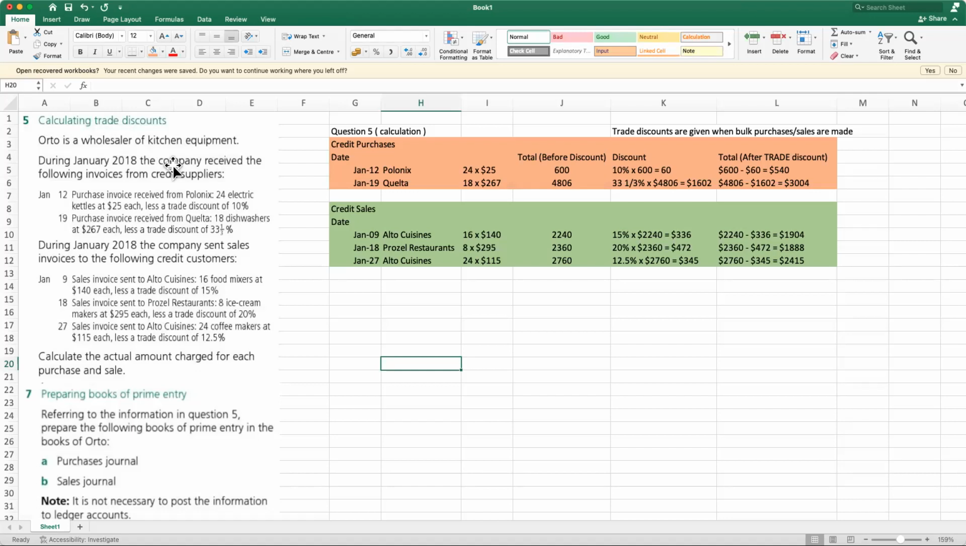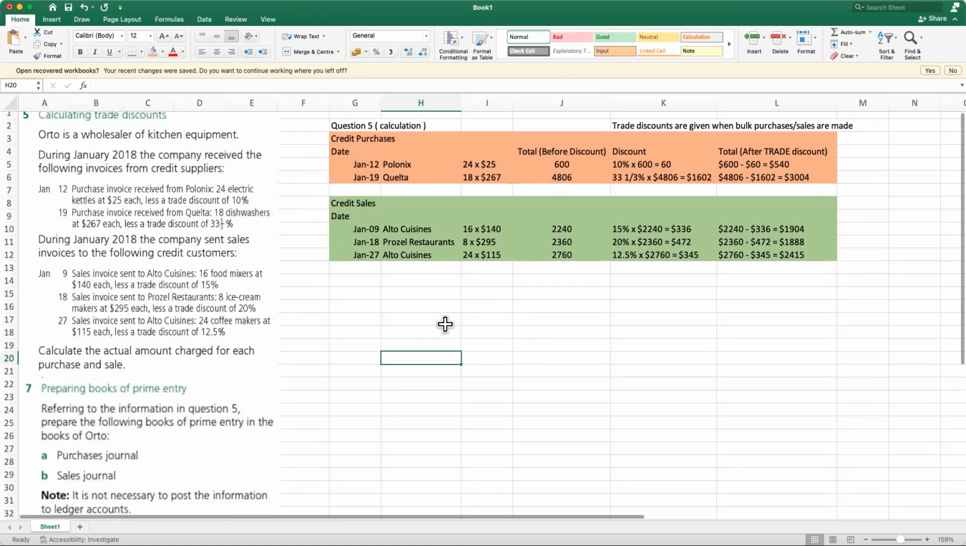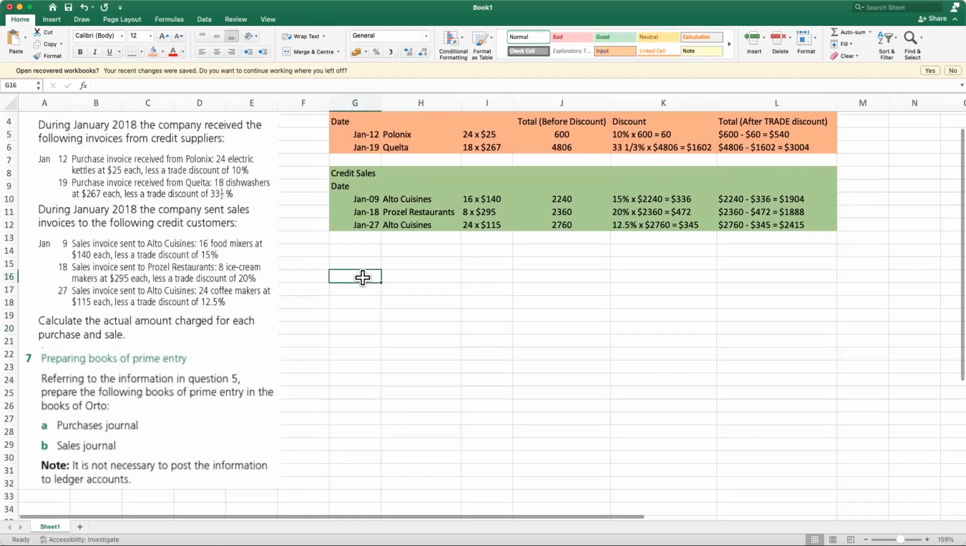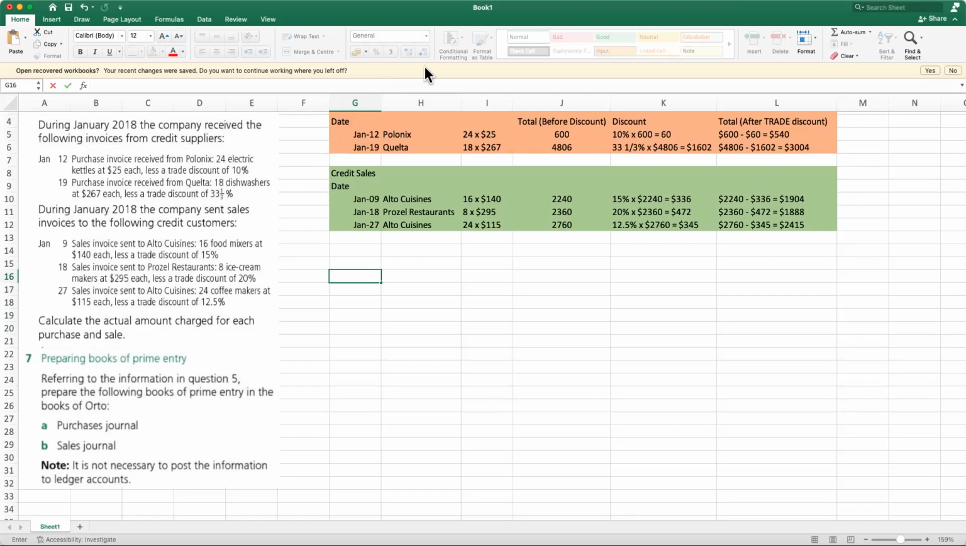Ortho is a wholesaler of kitchen equipment. This is what he purchased and this is what he sold, because these are sales invoices to credit customers. These are invoices from credit suppliers. So now we need to prepare this information inside our purchases journal and inside our sales journal. So let's look at our purchases journal.